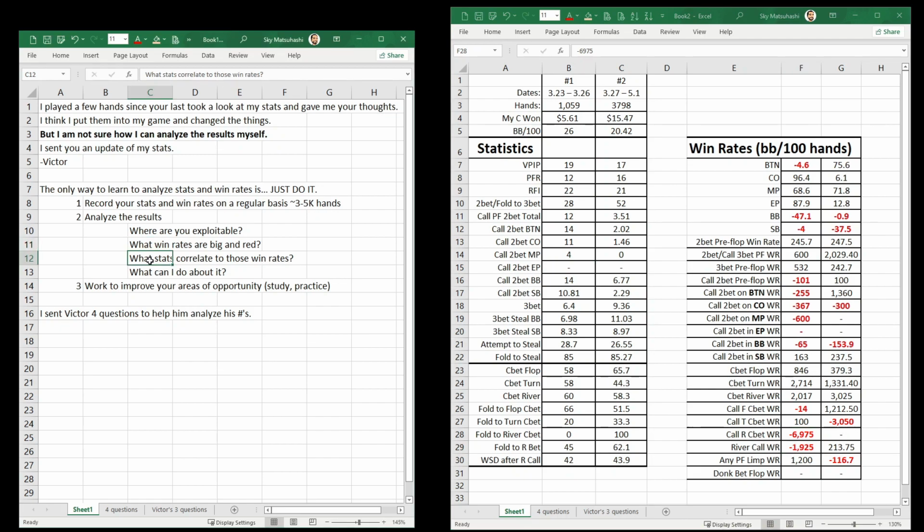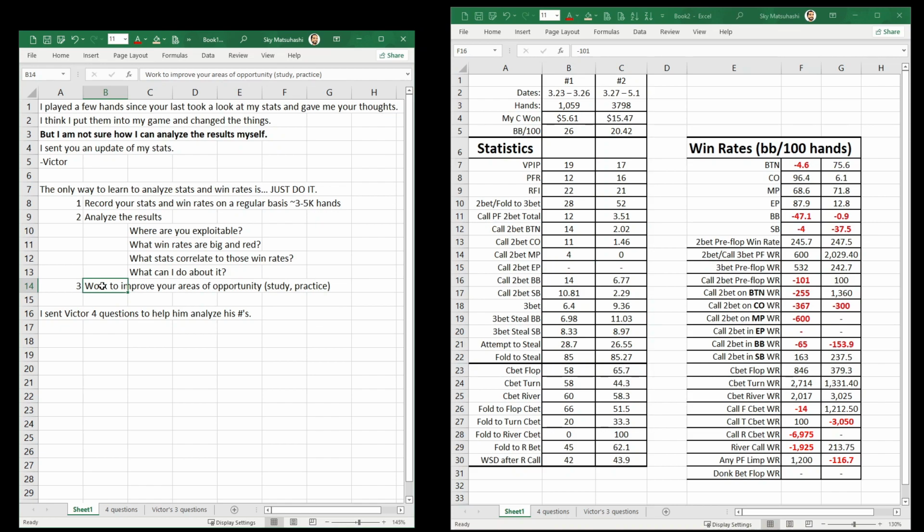Also, what stats correlate to those win rates? We see all these big losing numbers when calling two bets. Well, a stat that correlates to that is calling two bets pre-flop, right? Always ask yourself, what can I do about it? This number is ugly in red whenever I'm calling two bets pre-flop. What can I do about it? How can I potentially improve this win rate here?